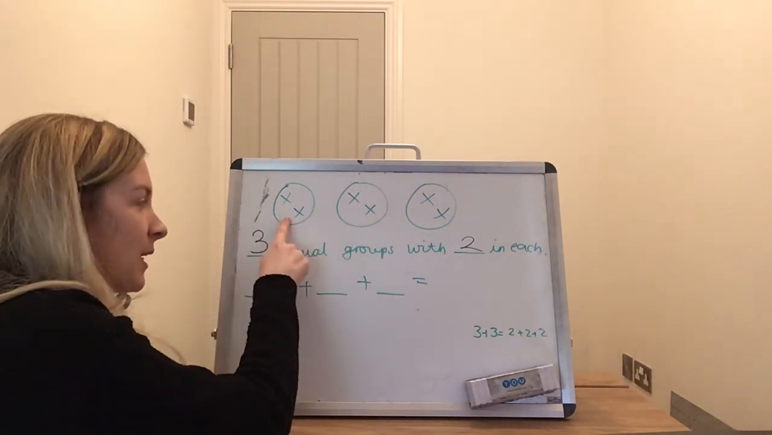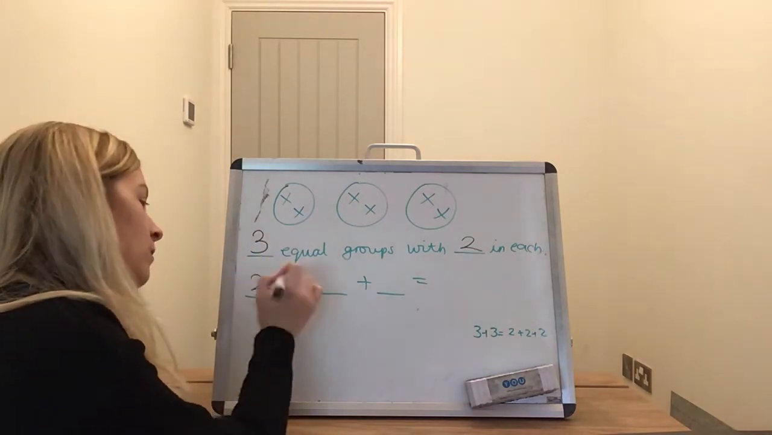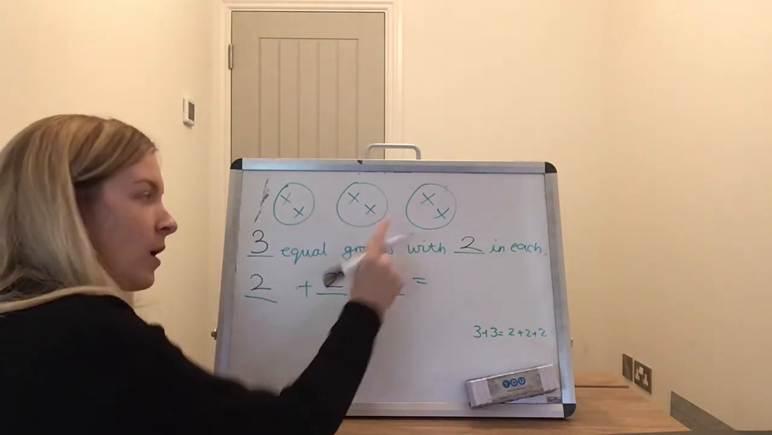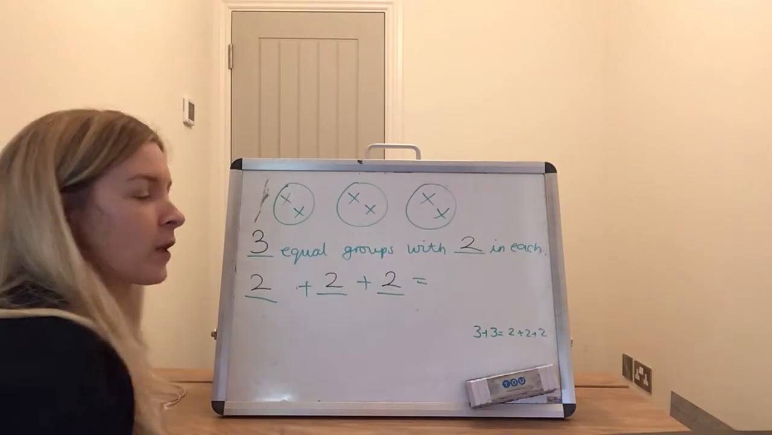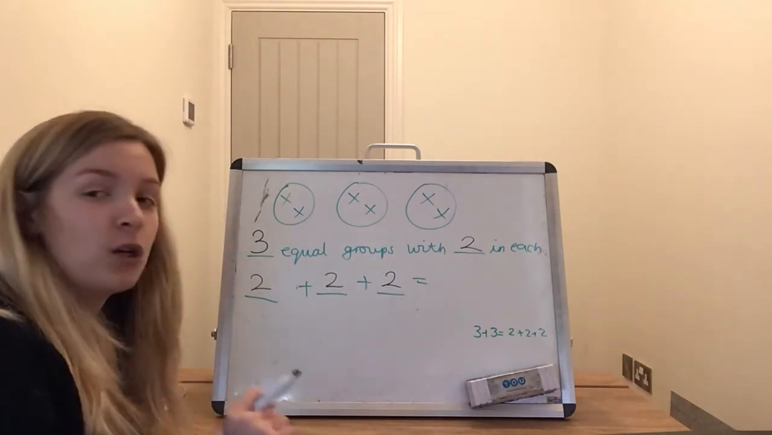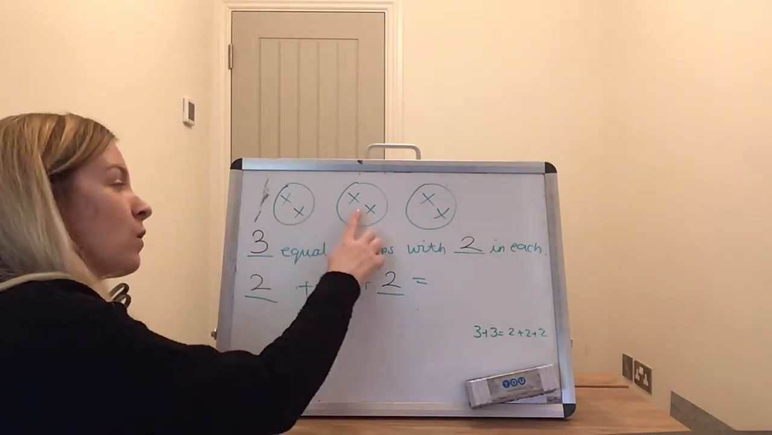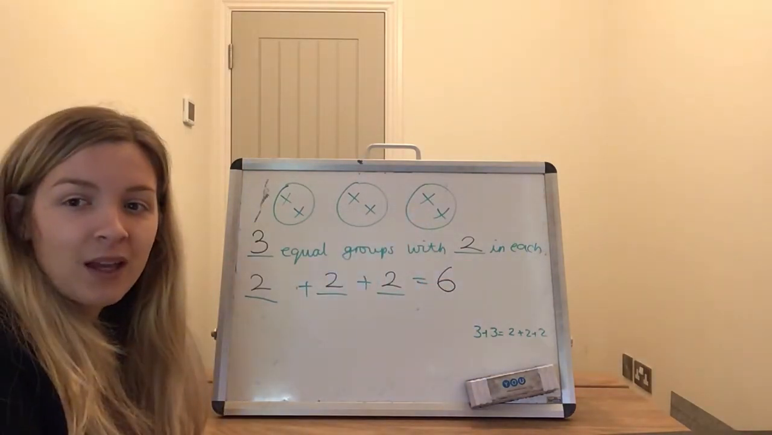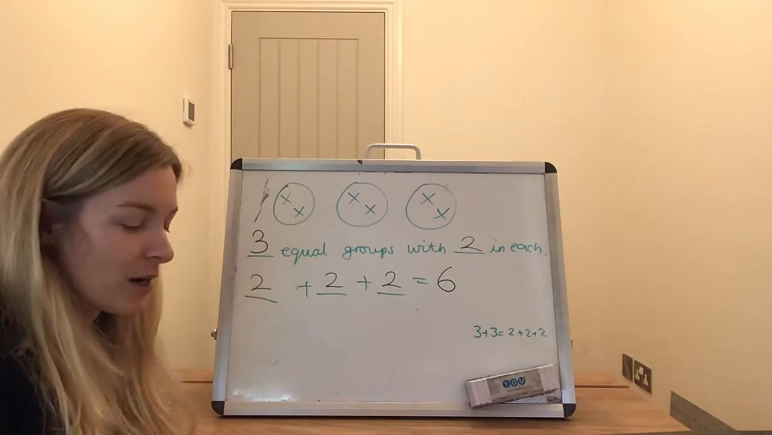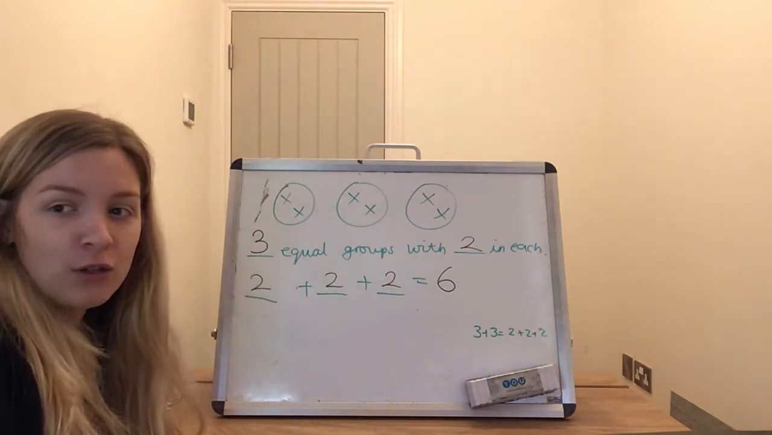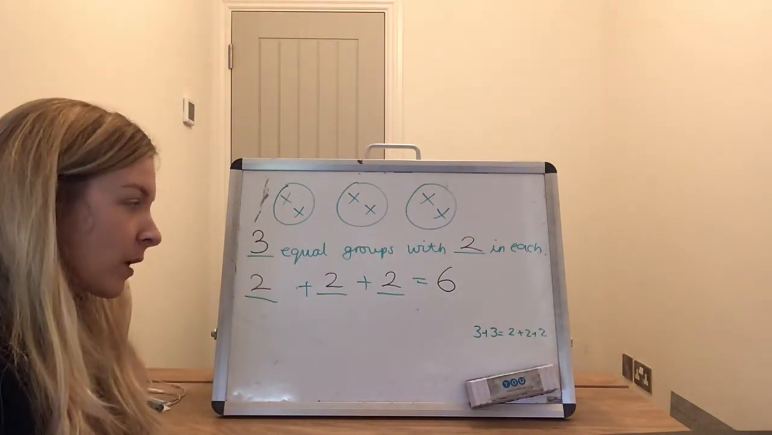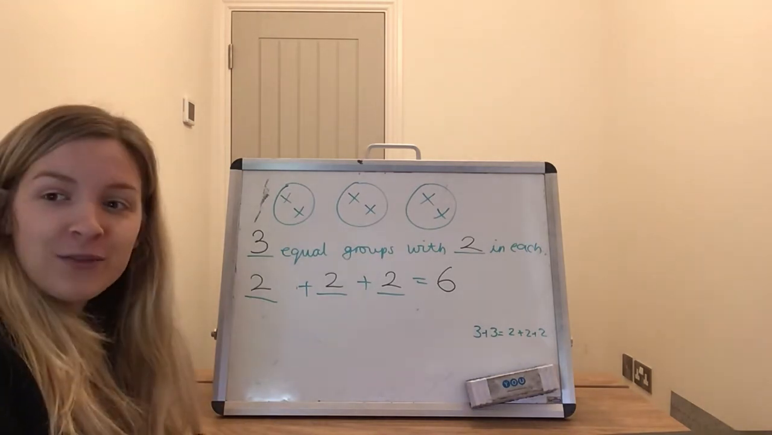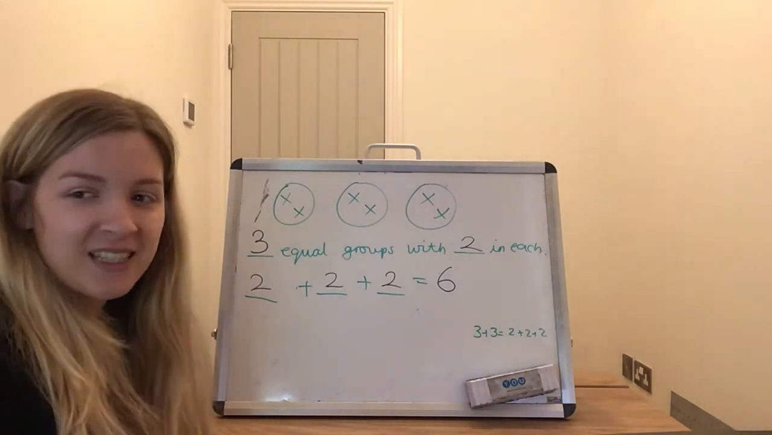Okay, so how many is here? There is two, add two, add two. Two, add two, add two is two, four, six, is six. Okay, we're adding together what's inside each of our equal groups now to find out our total. Okay. Hopefully you'll find that quite straightforward as you did so well yesterday.